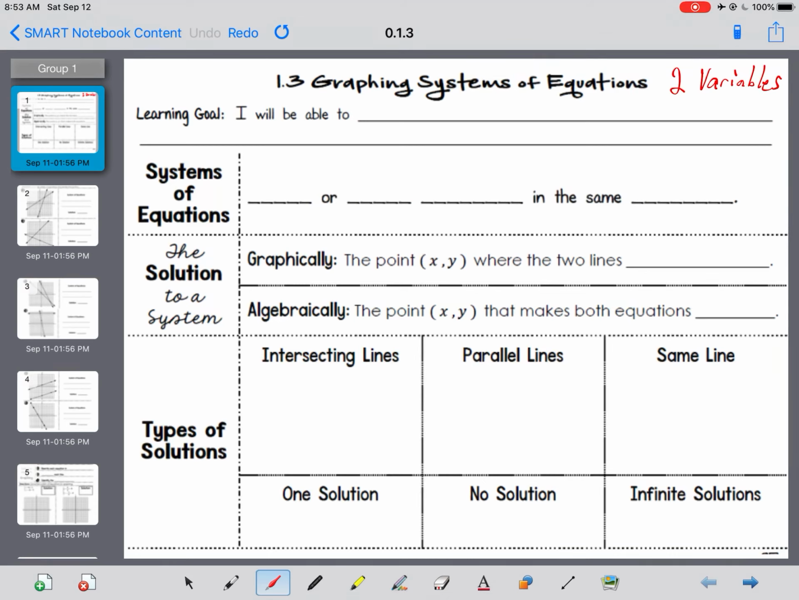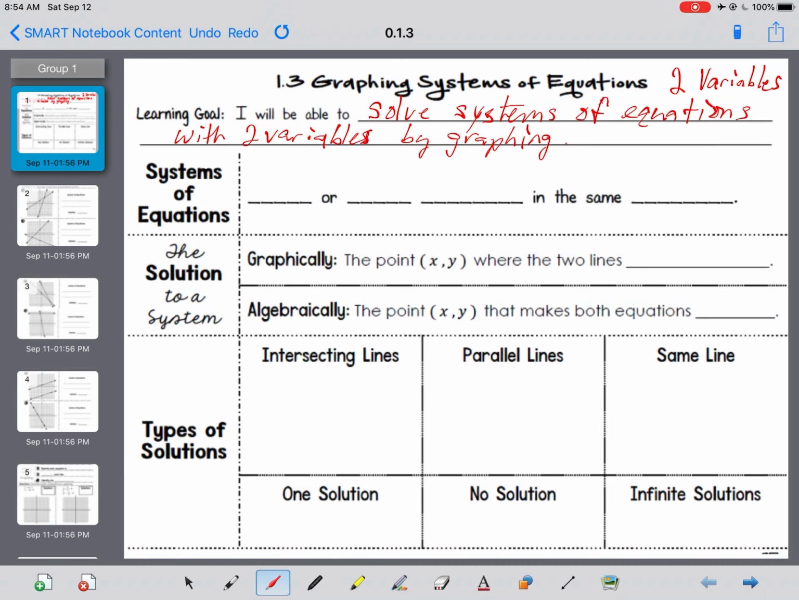Okay, so I will be able to solve systems of equations with two variables by graphing.